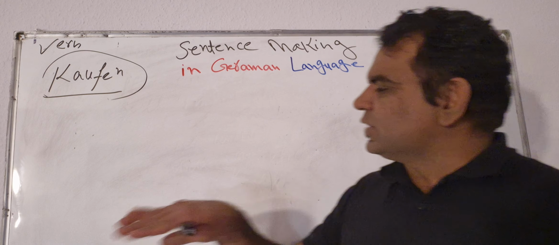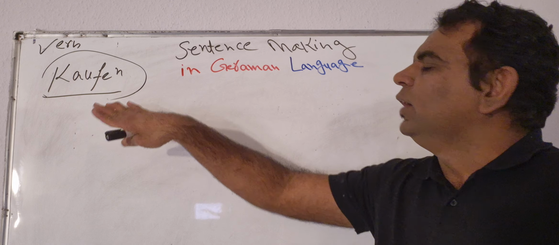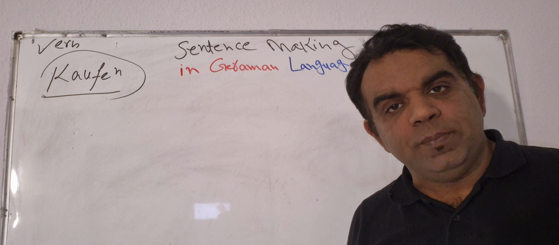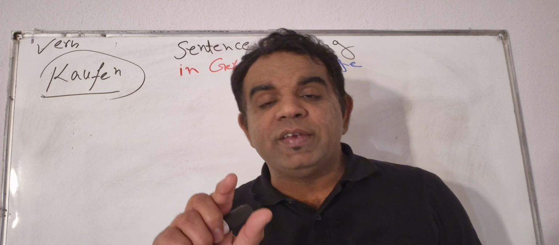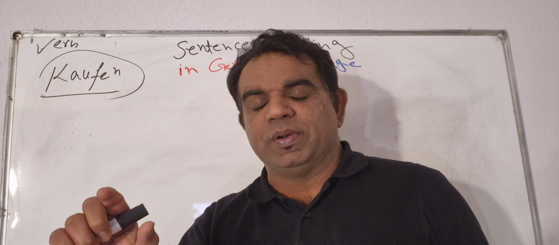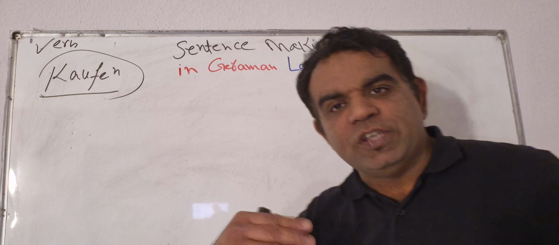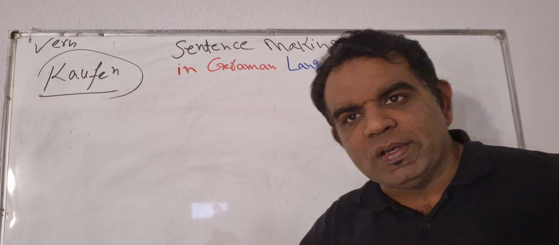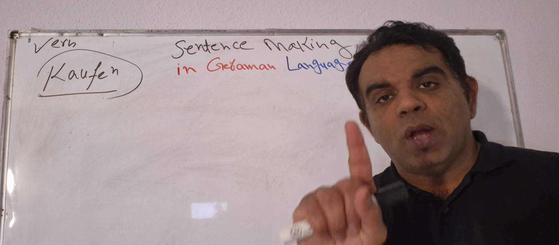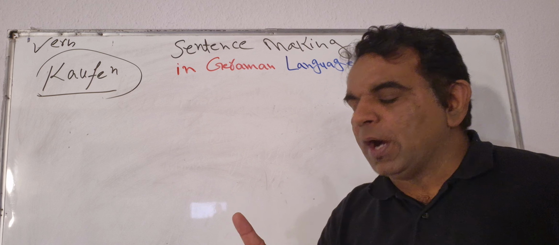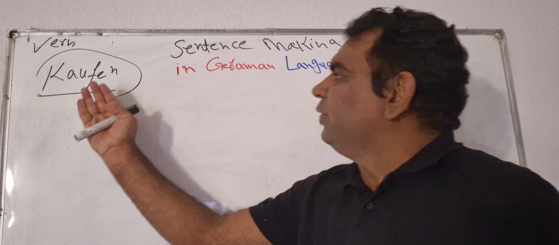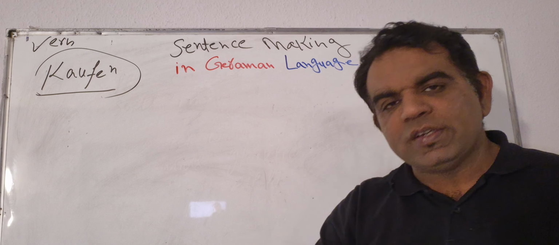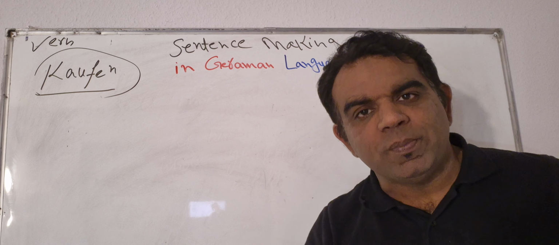So today in this lesson, we are going to learn how sentences are made in the German language. This is very important because students find it difficult to make sentences, my dear brothers and sisters. Now we will teach you the easiest method to make sentences in German. First of all, you have to remember that sentences are made in German with German verbs. This is the easiest way to learn sentence making in German.